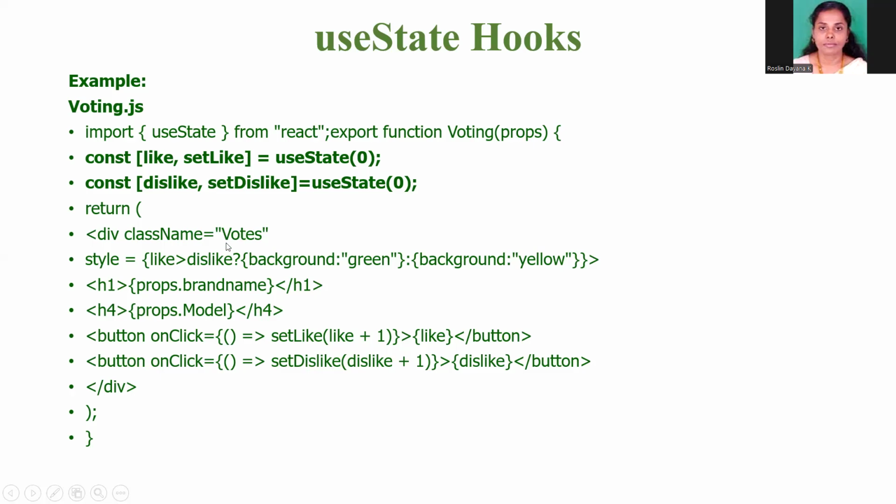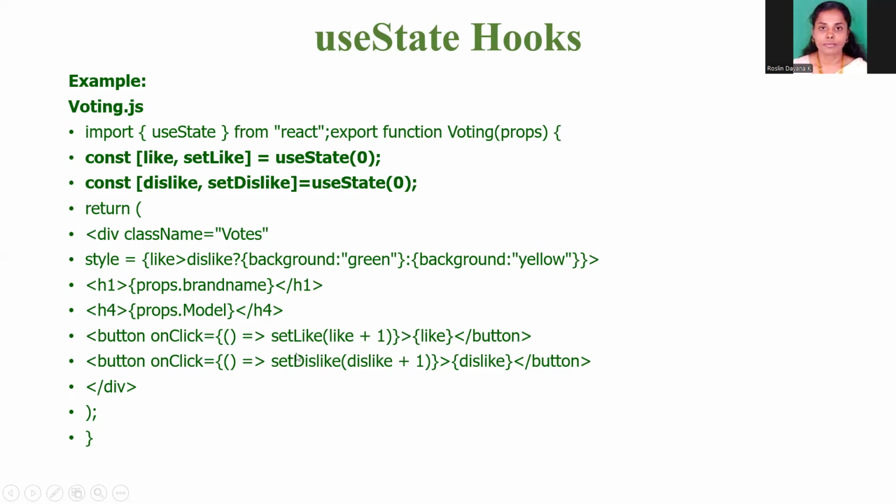In return, the class name is votes, and the style is like. We are using a ternary operator here. If like is greater, then dislike is the result. In dislike, a question mark is there, and the background color is green. If dislike is true, then the background color is green. Otherwise, the background color is yellow. Then the heading is there, props.brandName, and a heading for props.model.